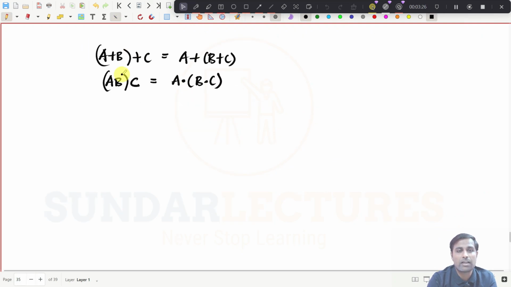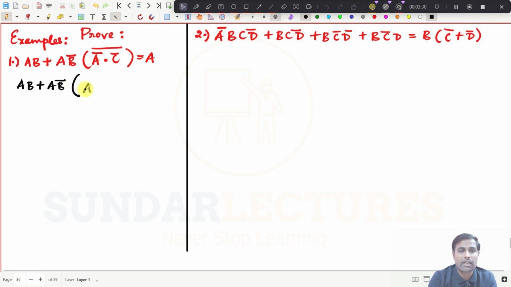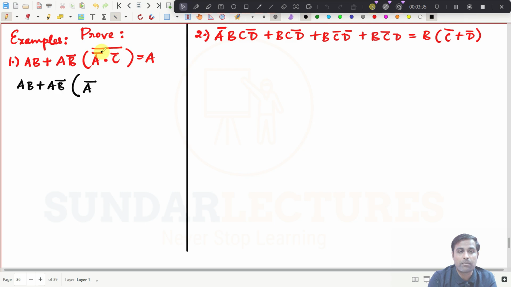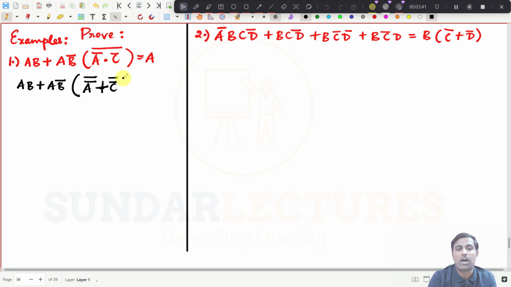So this one, what can I write? This is A-bar, and then there is a bar here, so it will be bar, plus C-bar is already there, so this can be written as plus, this is bar, which is equal to A. I have to prove this, right?